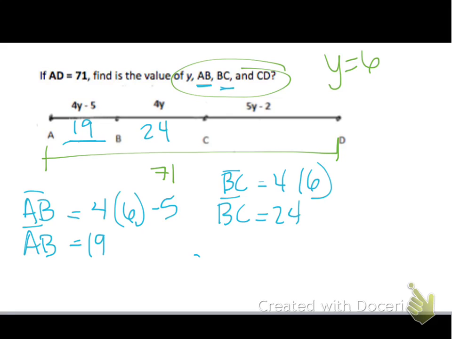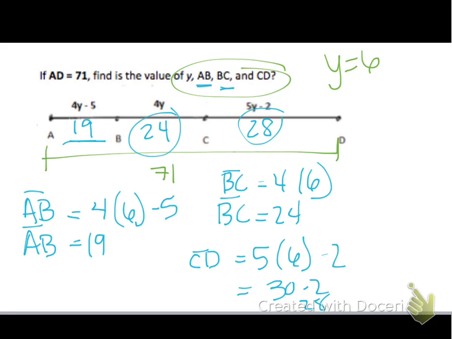And CD is 5 times the y I found, minus 2. 5 times 6 is 30. 30 minus 2 is 28. So this is 28. And if I added them all together, I will get 71 as my answer.